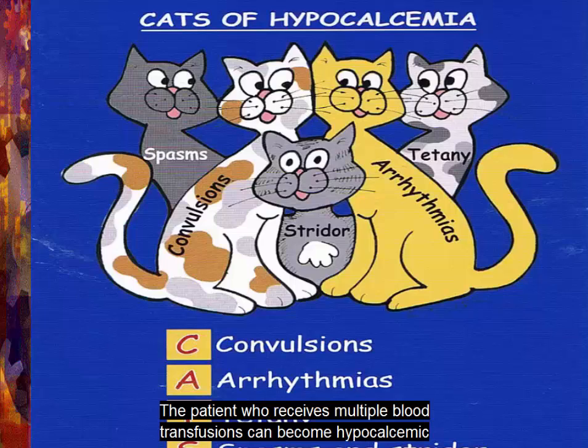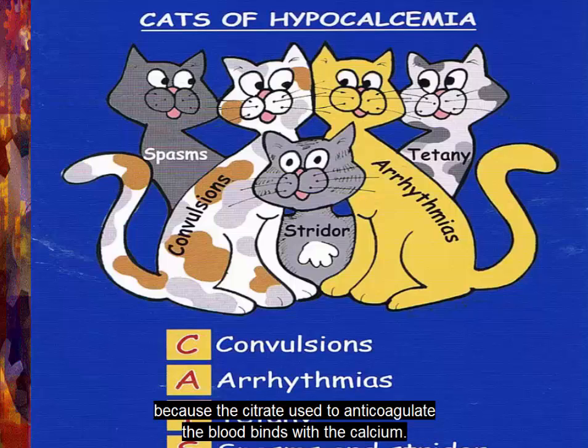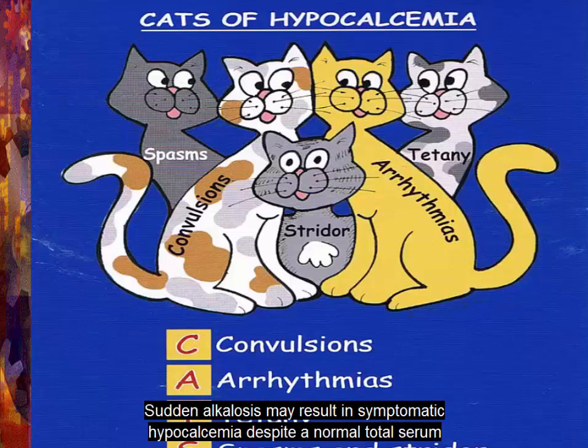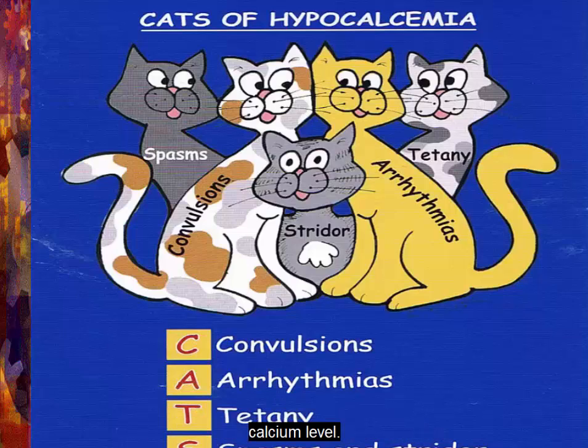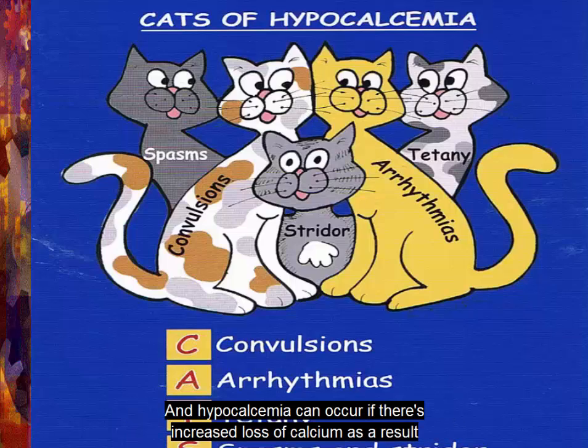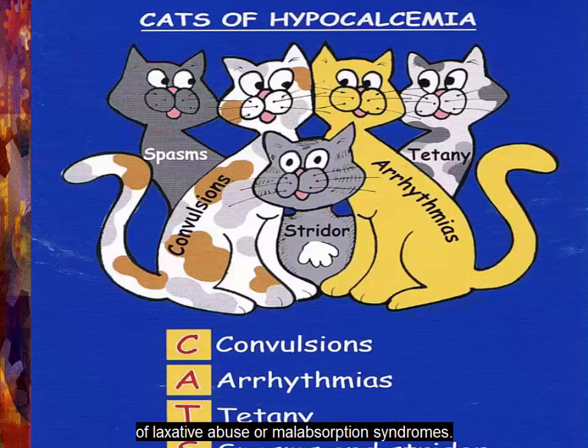The patient who receives multiple blood transfusions can become hypocalcemic because the citrate used to anticoagulate the blood binds with the calcium. Sudden alkalosis may result in symptomatic hypocalcemia despite a normal total serum calcium level. The high pH increases calcium binding to protein, which decreases the amount of ionized calcium. And hypocalcemia can occur if there's increased loss of calcium as a result of laxative abuse or malabsorption syndromes.